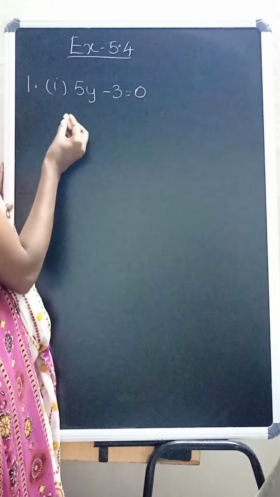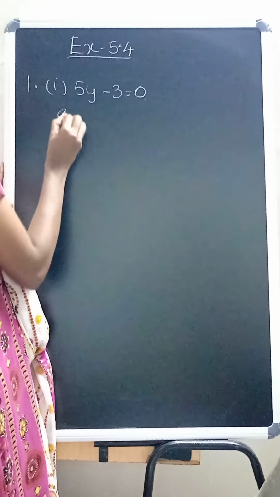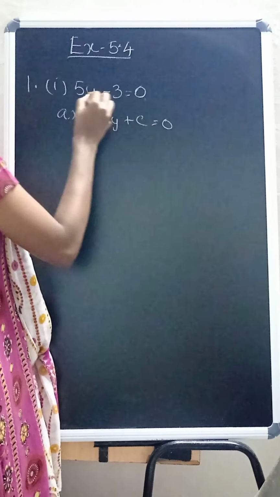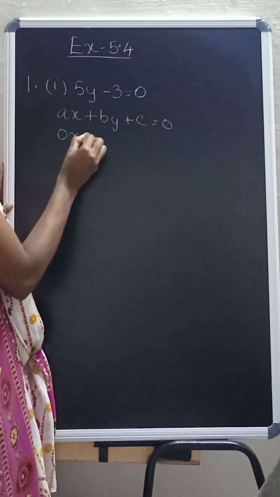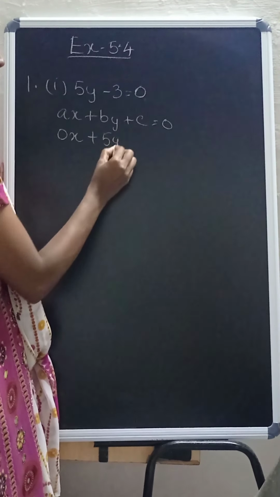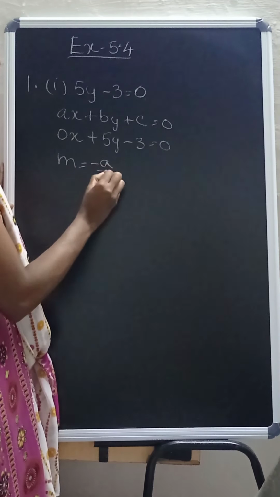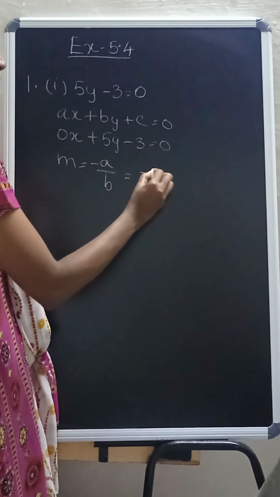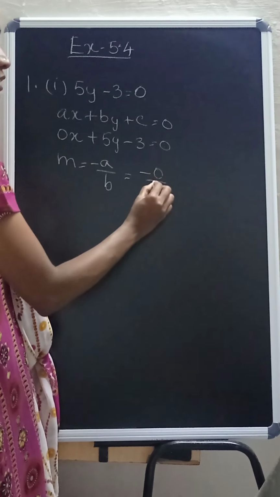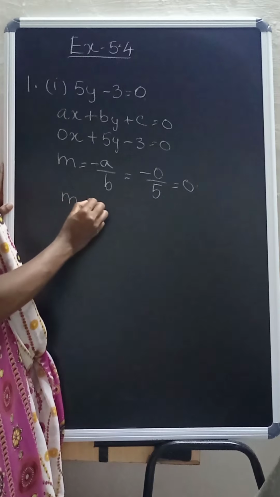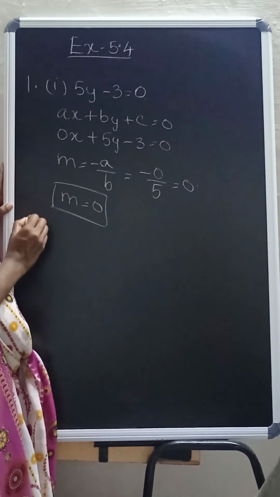Now here the x value is 0. So the general equation of the line is ax plus by plus c is equal to 0. Write in this form: 0x plus 5y minus 3 is equal to 0. So slope m is equal to minus a by b, minus 0 by 5. 0 by 5 is 0. So the slope m is equal to 0.